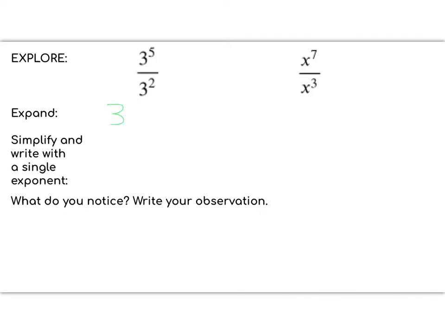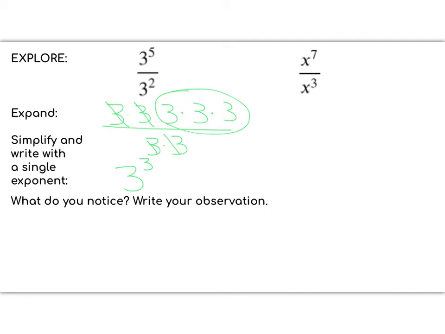exponent. So 3 to the 5th power means 3 times itself 5 times, over 3 to the 2nd power means 3 times itself twice. Now what happens here is every 3 over 3 cancels and becomes 1, right? 3 divided by 3 is 1. So that pair of 3's simplifies to 1. That pair of 3's simplifies to 1. I'm left with 3 times 3 times 3, which is 3 to the 3rd power.